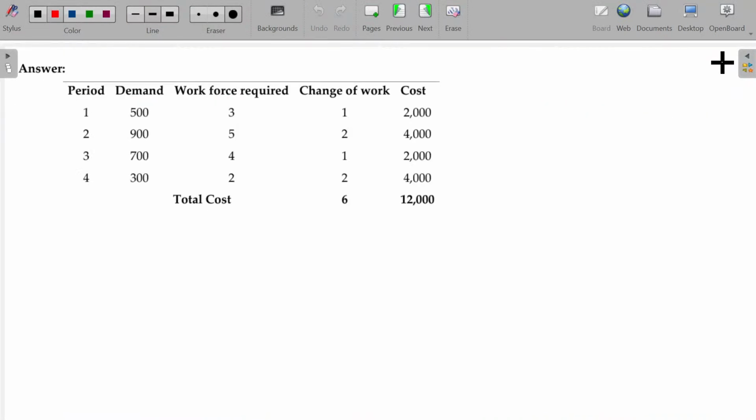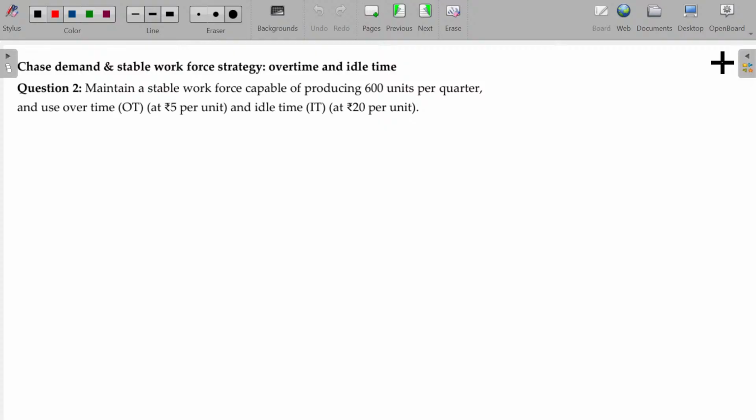So, again, second scenario, chase demand only. My strategy is chase demand. Chase demand means I produce only to the extent demanded in the market. But rather than hiring and firing, I maintain a stable workforce strategy. So a stable number of employees I'll maintain. If any additional work is required, I'll ask the employees to work overtime. If the job is lesser, then I'll keep the employees idle without any job.